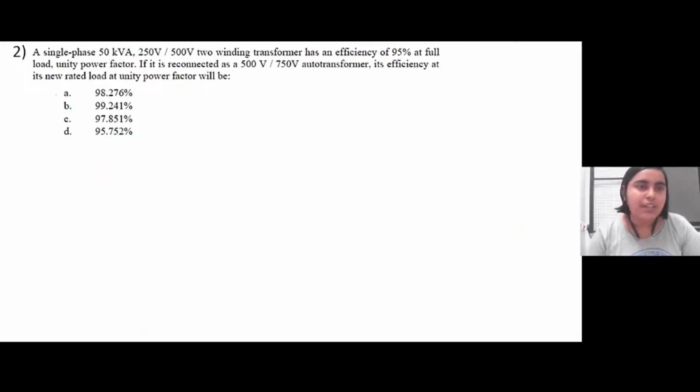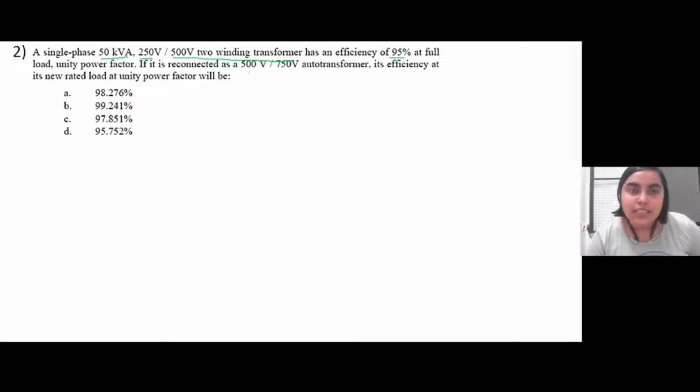The next question is again related to the efficiency of the transformer. However, in this case, first a single phase two winding transformer is given, which is rated at 50 kVA with the low voltage side, this is the high voltage side, which has an efficiency of 95% at full load and unity power factor, that is x equal to 1, cos phi is also equal to 1.